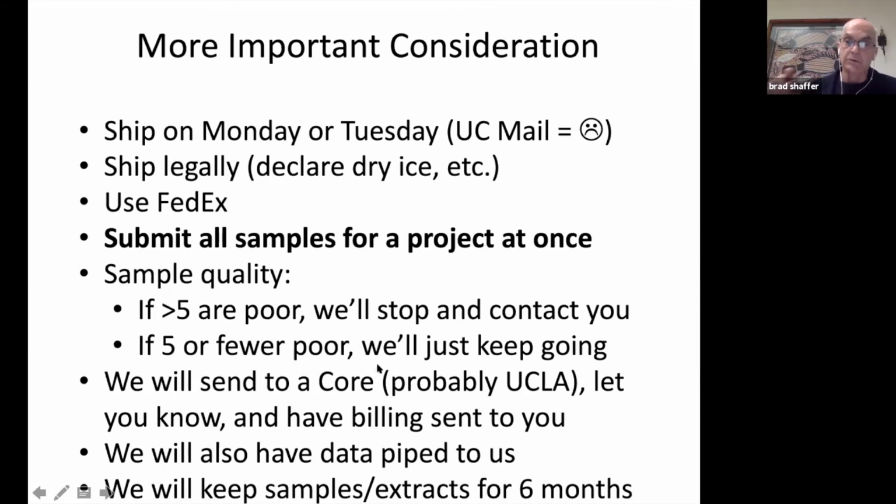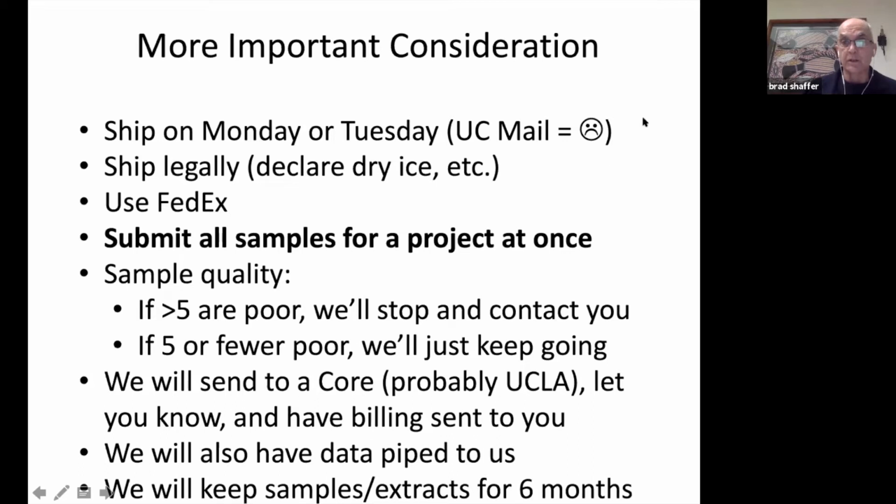We will send your samples to a core. I've already mentioned that, and it will probably be a UCLA core. We'll do that both because we're hoping to negotiate some good prices, and also, honestly, it's easier. We don't have to be in the business of shipping hundreds of boxes to different cores. We can just walk across the street and have them done. We have 2 cores here at UCLA. Both of them are quite good, and we're going to be working out which way to go.